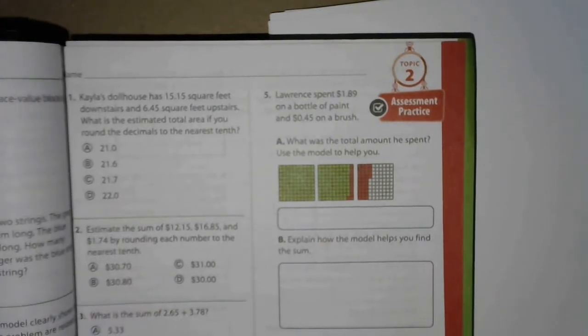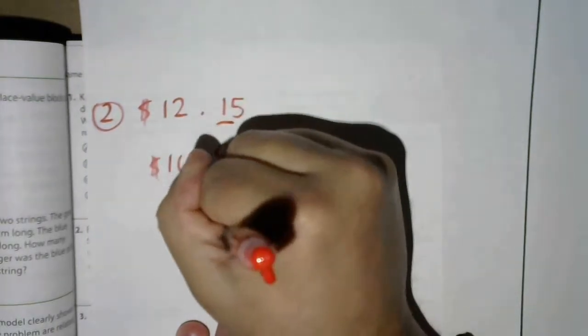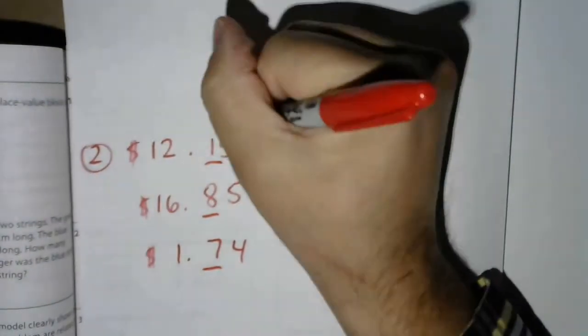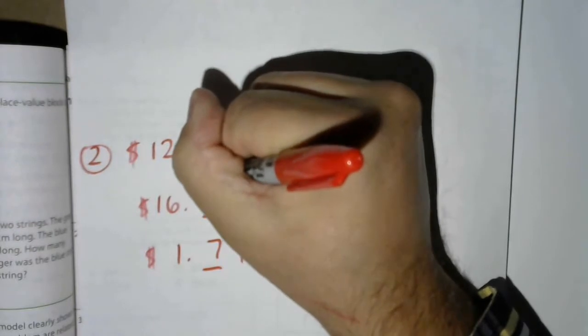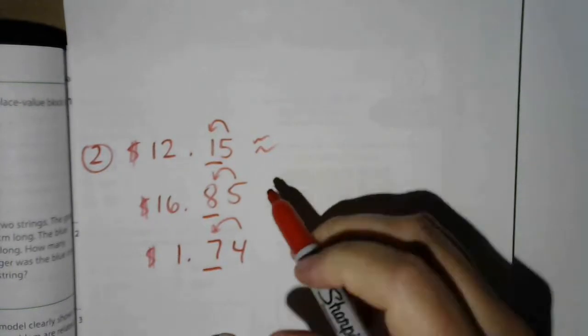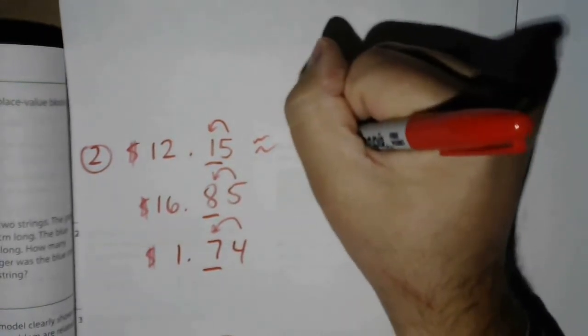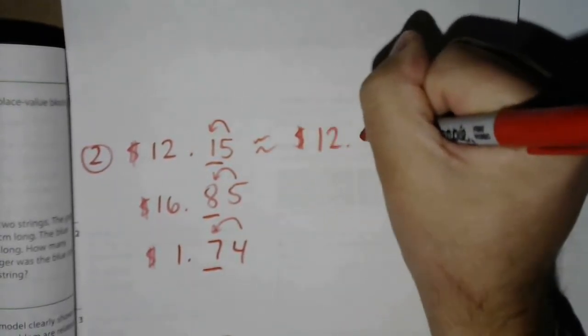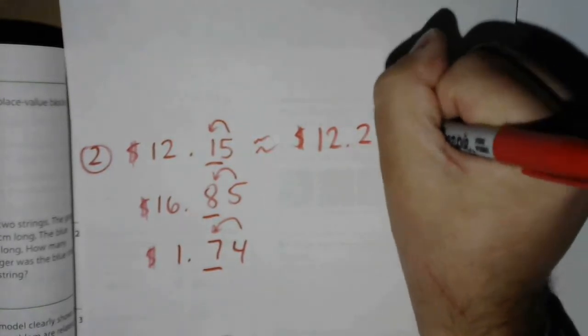For number 2, it says estimate the sum of $12.15, $16.85, and $1.74 by rounding each number to the nearest tenth. So once again, I'm going to take my numbers from the problem and round to the nearest tenths place. I'm going to underline the tenths place. I'm going to think about the number to the right and how that affects the number in the tenths place. So if I look at the first one, the 5 tells the 1 to go up. That becomes $12 and now 20 cents.